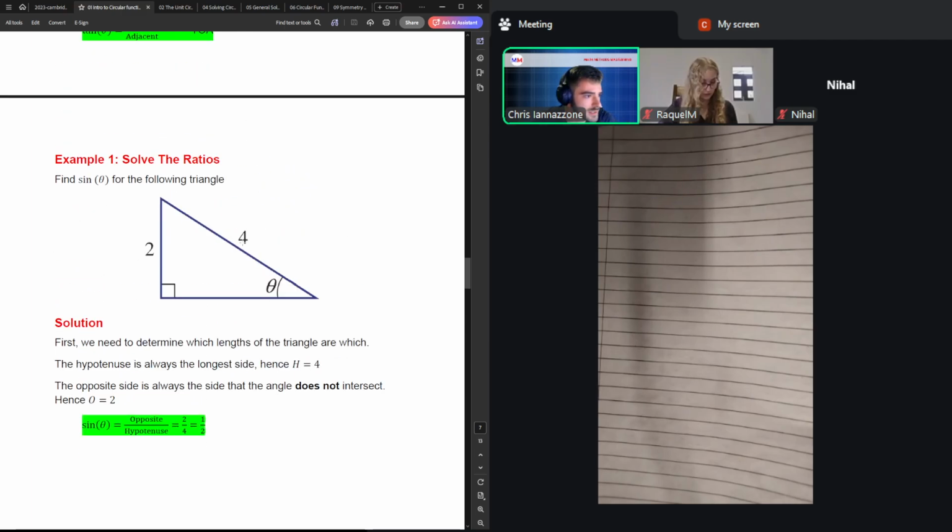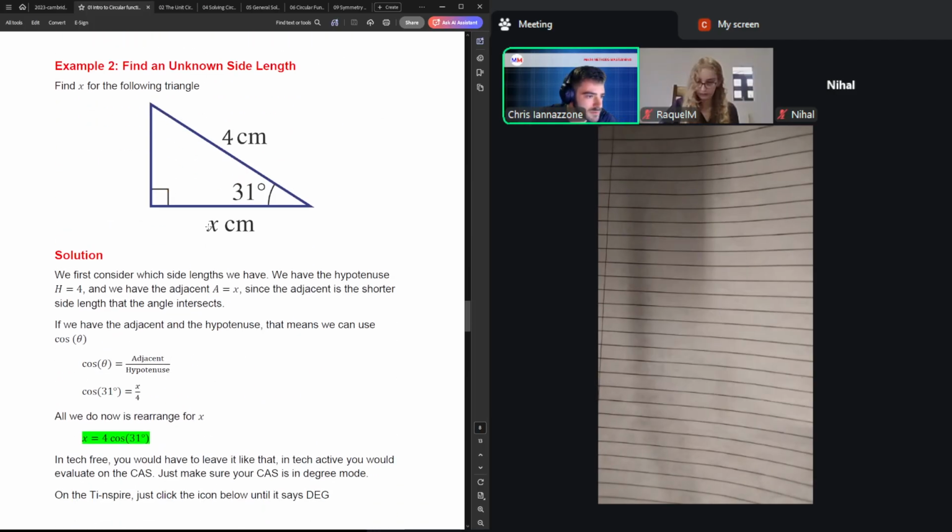Yeah, as for how we then apply those to our triangles, it's going to be based on what information we have. So in this case, we have the hypotenuse and the opposite, because it's opposite where the angle is, and you want to find sine. Well, sine is opposite over hypotenuse, so that over that.